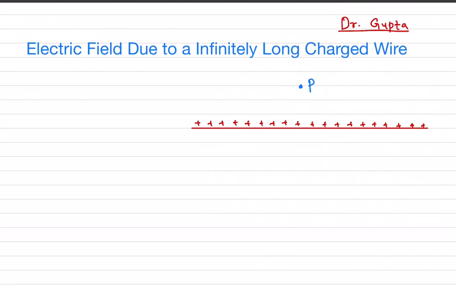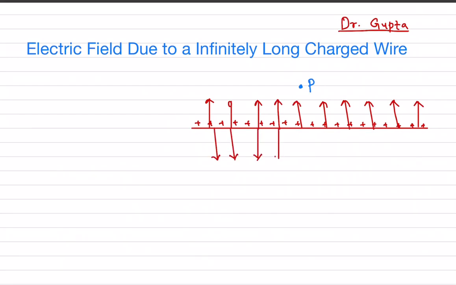If you look at any point, the direction of the electric field is always perpendicular to the surface, or perpendicular to the line. So at each point, the electric field is perpendicular, in both directions. So the electric field direction is always perpendicular to the surface.